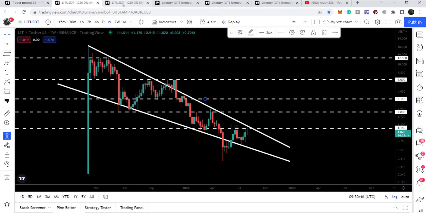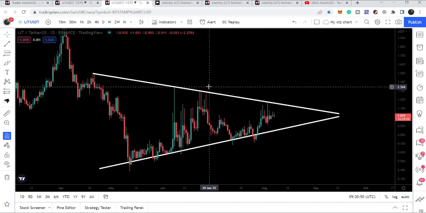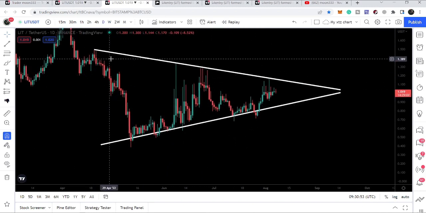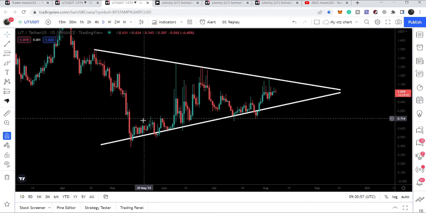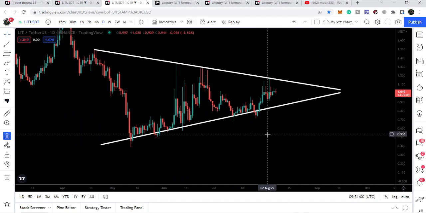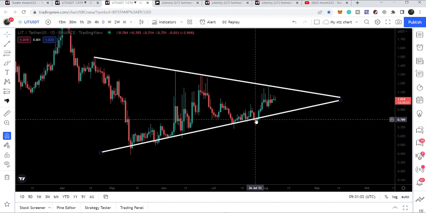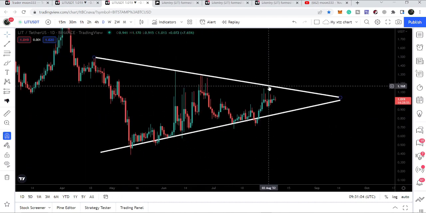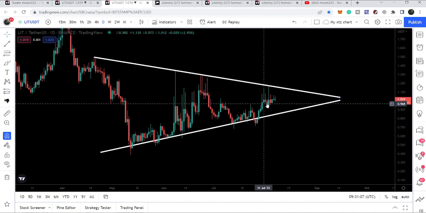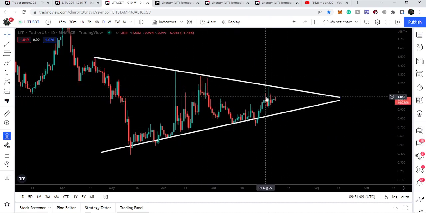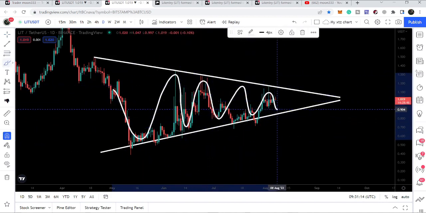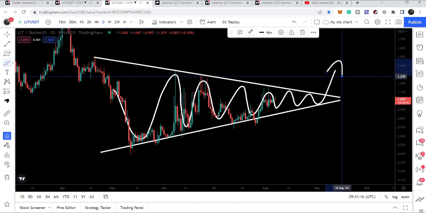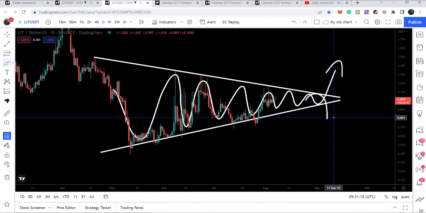Now if we take a look at the daily time frame chart, this was the weekly time frame, and right now we are looking at the daily time frame chart. Here you can see that Litentry has also formed this down trend line resistance and this up trend line support, and you can see it is not breaking down this support and not breaking out this resistance, and it has formed this triangle. The movement is getting more and more squeezed, so at any time it can break out or break down the support or resistance.